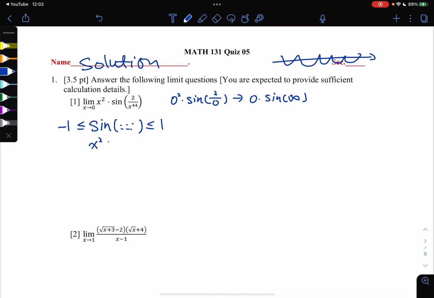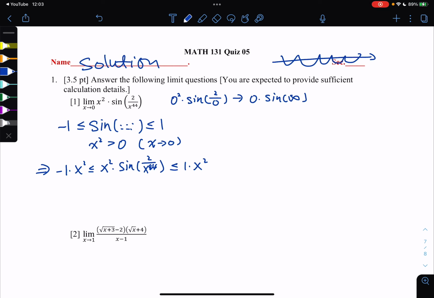for sure x squared is going to be strictly greater than 0 when x approaches 0. Hence, I can multiply a positive expression to my inequality without worrying about changing the sign of my inequality. If I cannot guarantee this being positive, then I cannot just multiply it without thinking about whether it is positive or not. Well, once I have this, I take the limit as x approaches 0 for every piece of it.